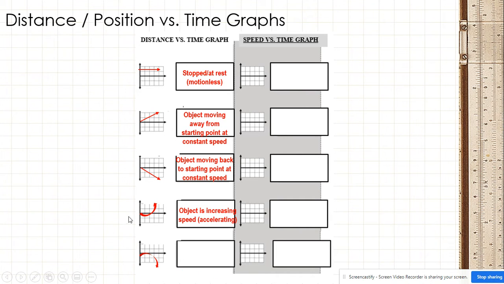If you see a line curved up on a distance versus time graph, this means that the object is increasing in speed. So the speed is speeding up. And if you see a curved line going down, that means the object is decreasing speed, or slowing down.